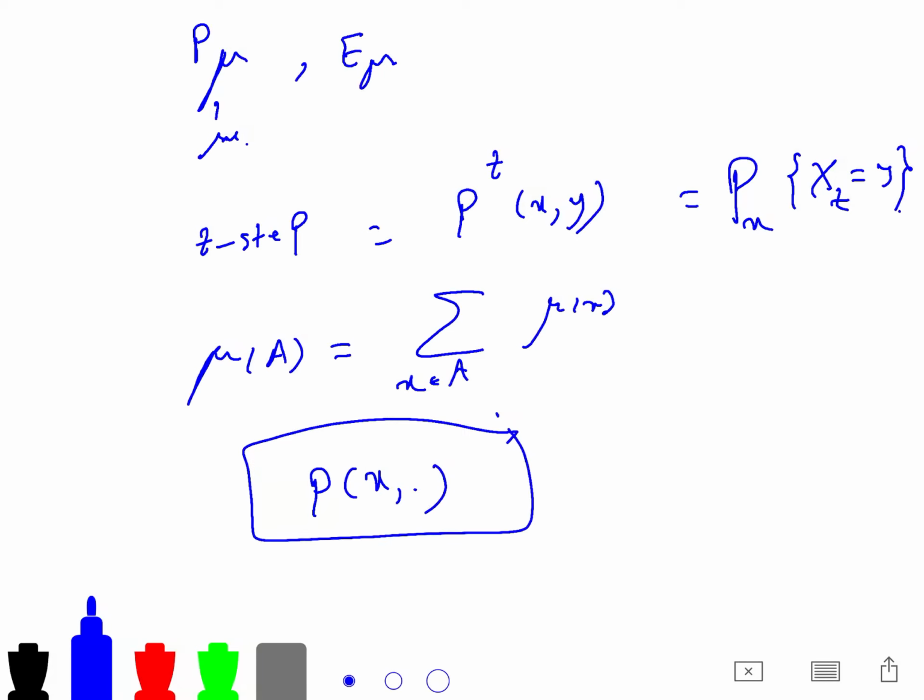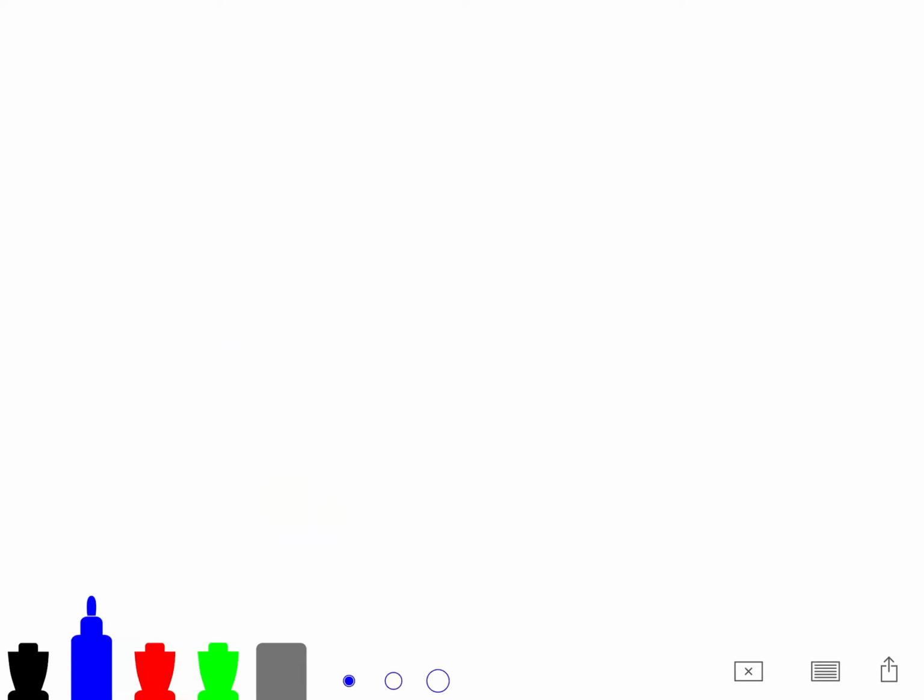So if the chain has distribution mu at time t, then it has distribution mu P at time t plus 1. At time t it has distribution mu, and at time t plus 1 we have distribution mu times P. These are very basic things that everybody knows.